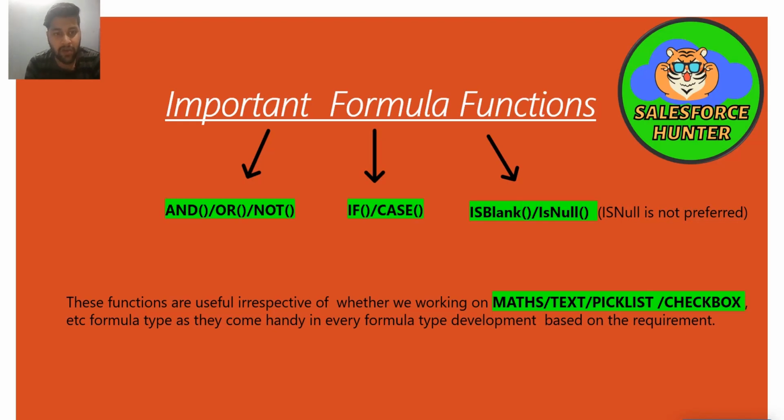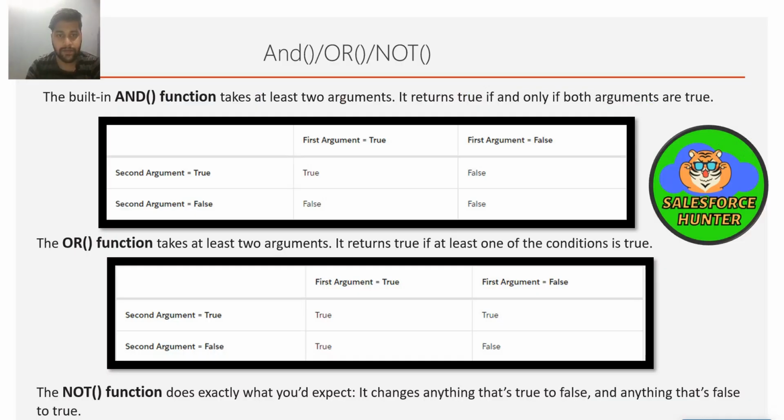So now let's look into AND, OR, and NOT first. Okay, let's move ahead. On your screen you can see the definitions of the AND, OR, and NOT functions. Many of you might already know, but those who don't can look into it again, and those who already know can revise. There is no issue in revising.